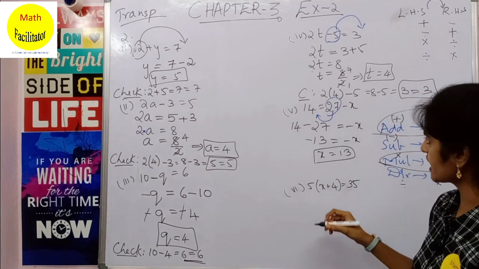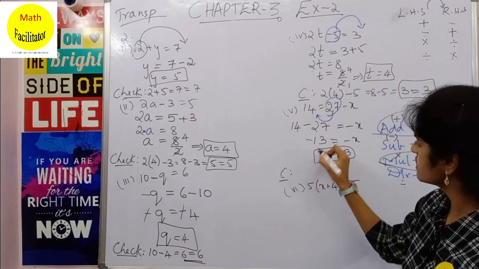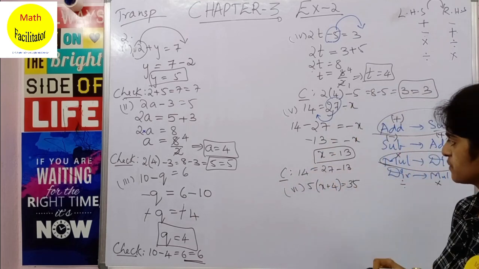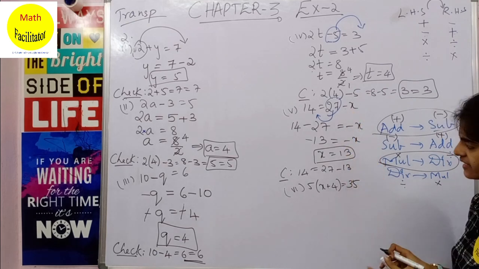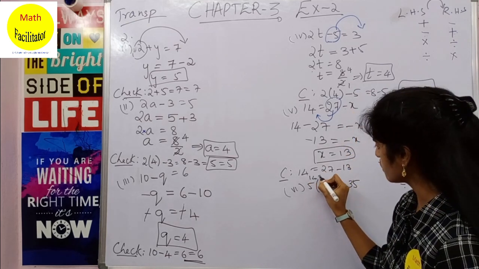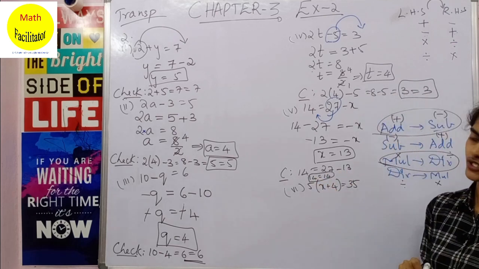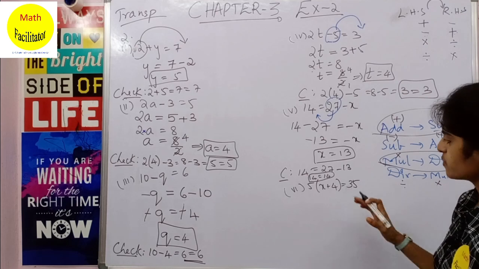Okay, so how do you check here also? To check, you will substitute 14 equal to 27 minus 13. In the place of x I am substituting 13. So 14 equal to 27 minus 13 is what? It is 14, right? So LHS is equal to RHS. Okay, now moving on to the next one.